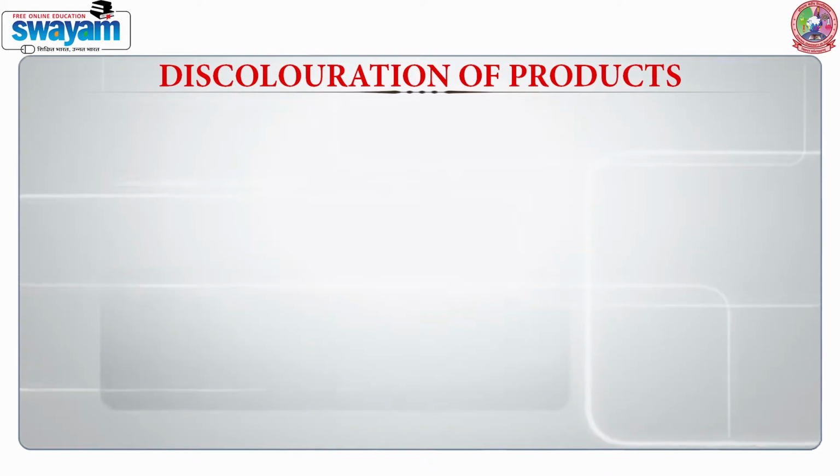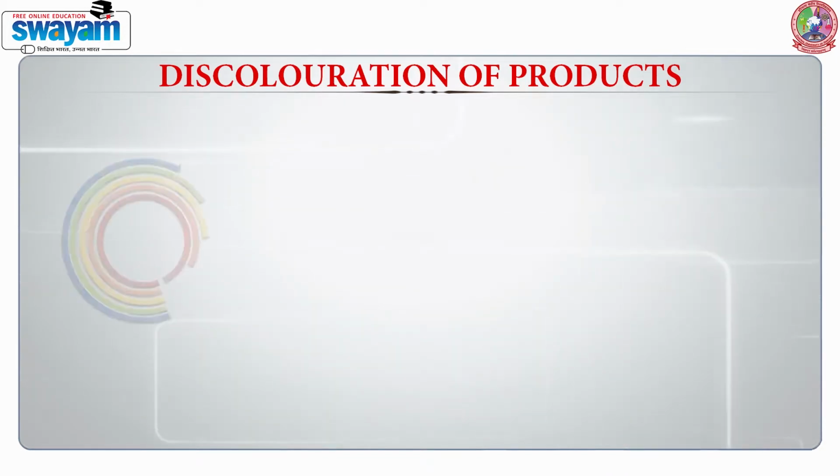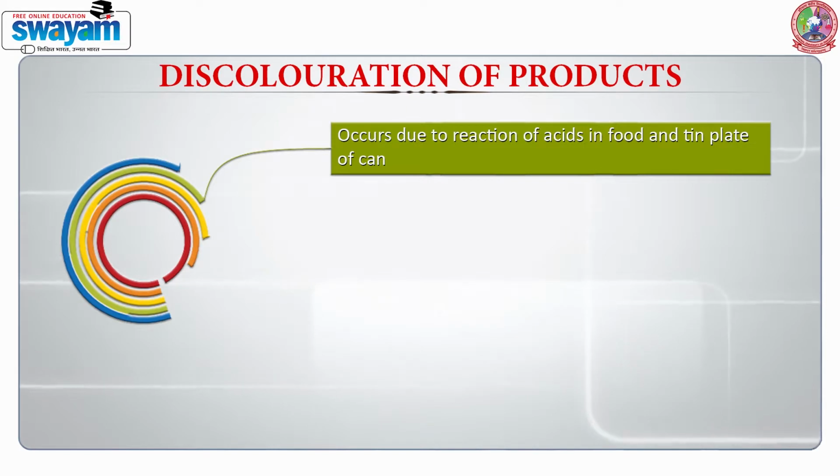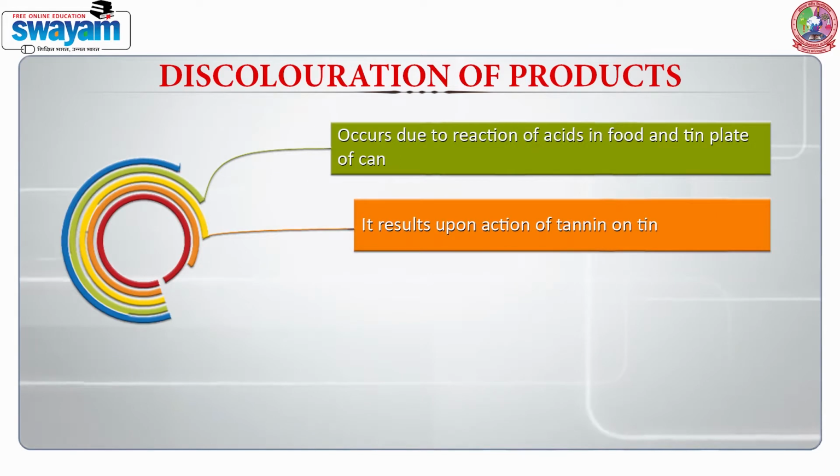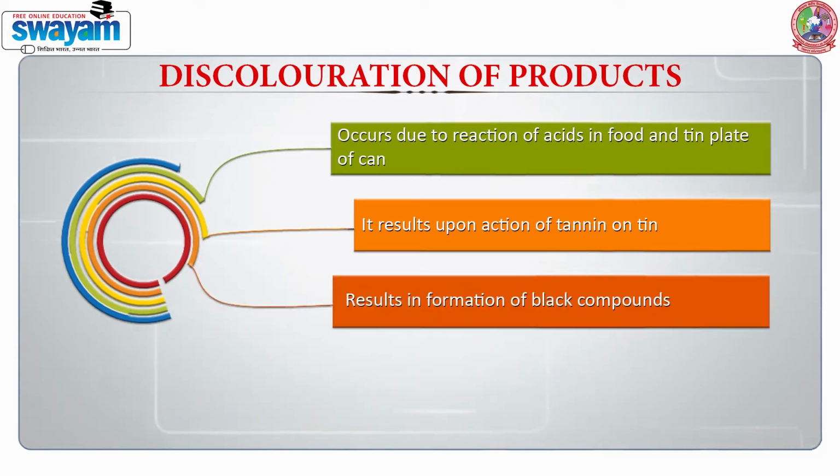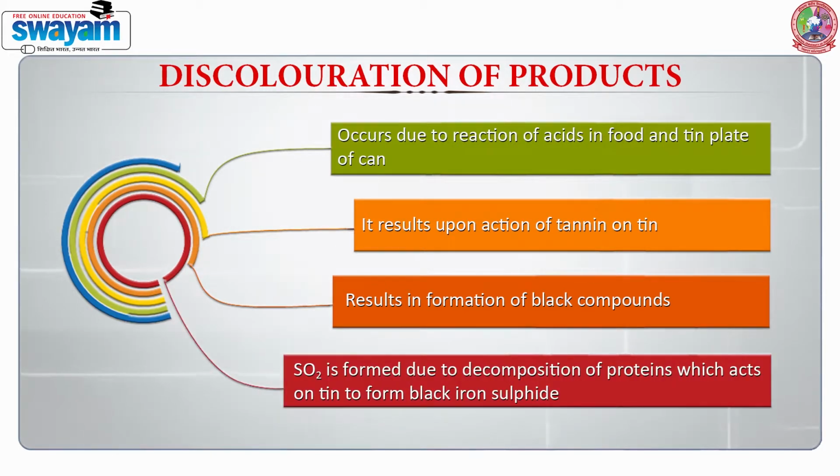Discoloration of the product is a consequence of the reaction of acids in the food with the tin plate of the can. It results upon action of the tannins on the tin, and as a result a black compound containing sulfur or sulfur dioxide is formed due to decomposition of proteins which act on the tin to form black iron sulfide.